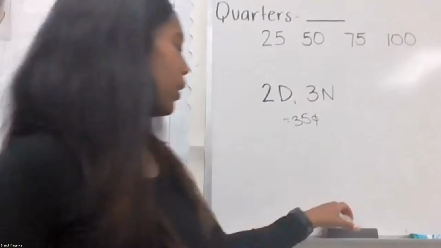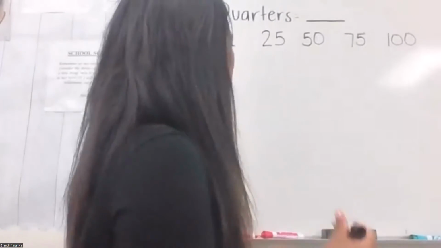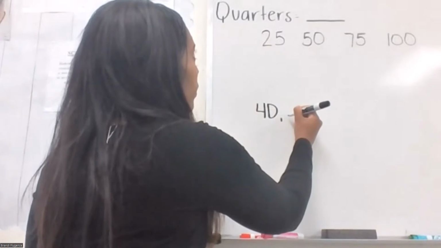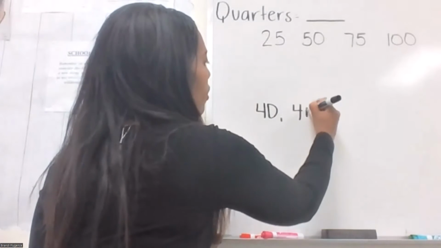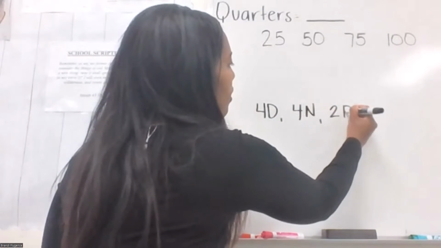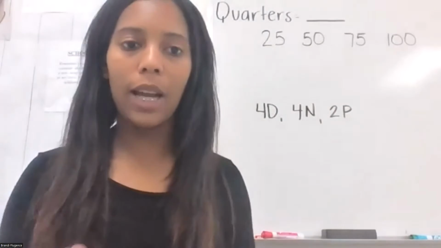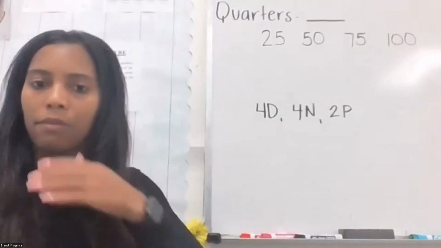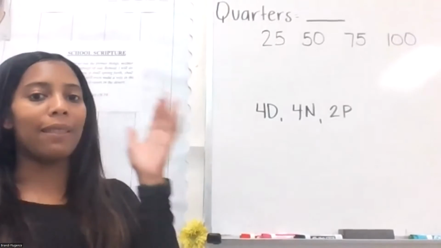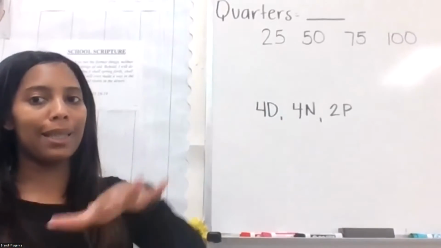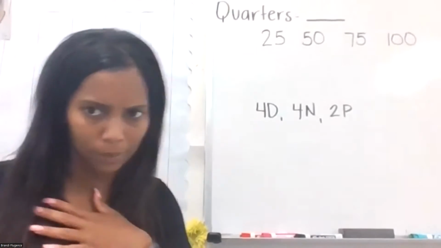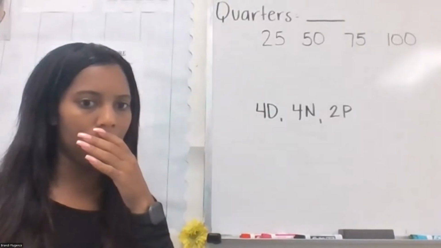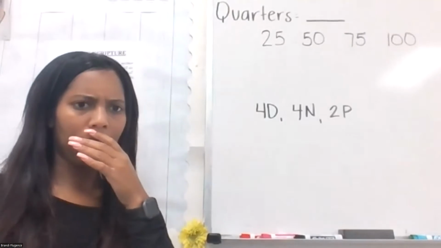All right, one more. This one will make it a little harder. Let's do 4 dimes, 4 nickels, and 2 pennies. Draw it out first and then count it. Don't try to count while you're doing it because it might confuse you. So draw it out first and then let's count it.